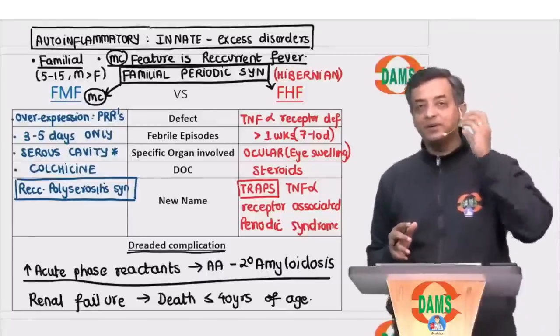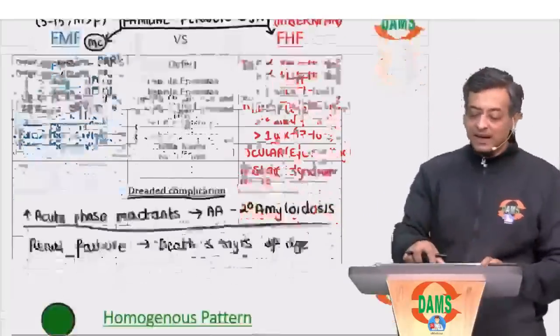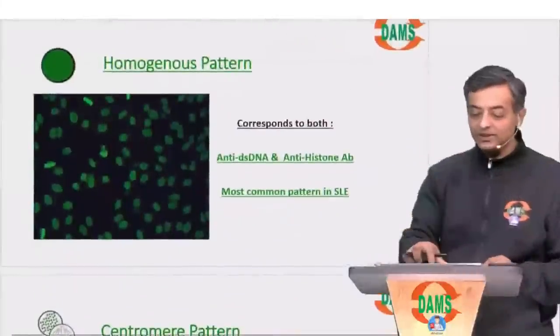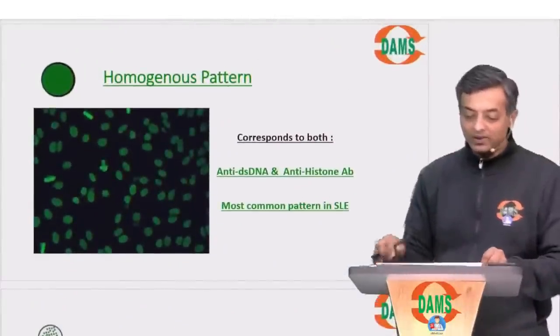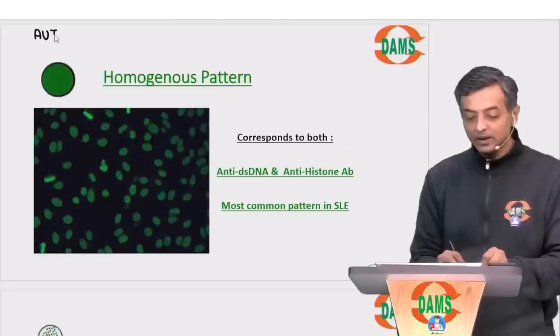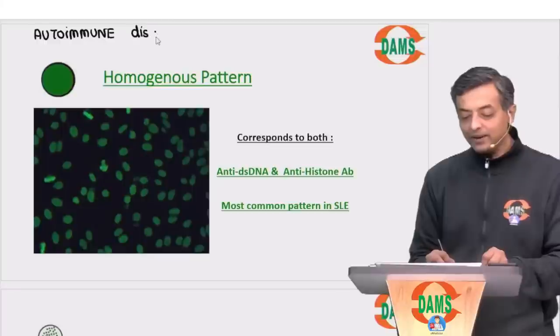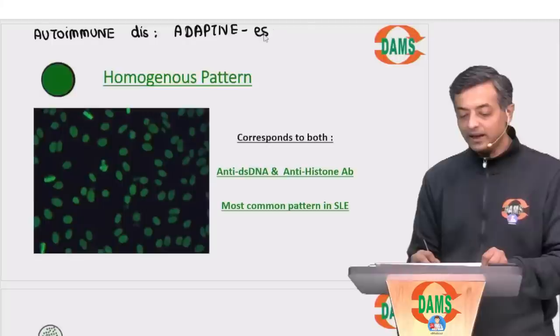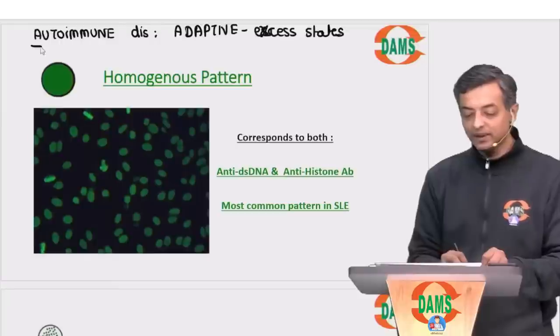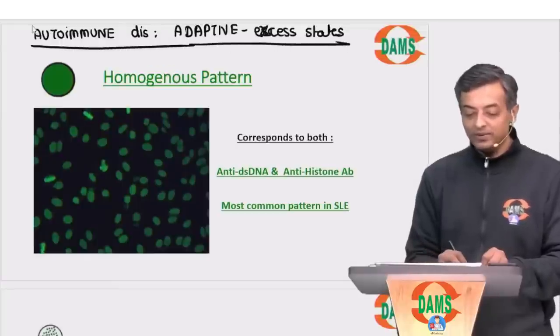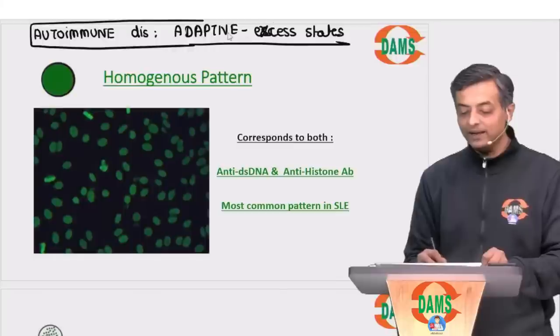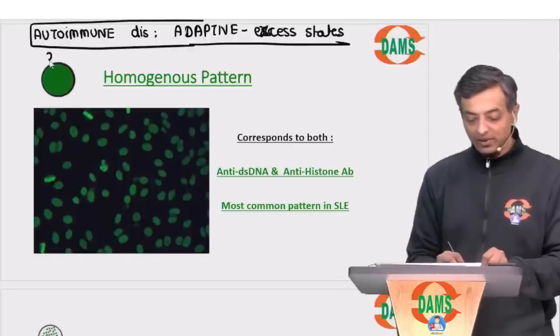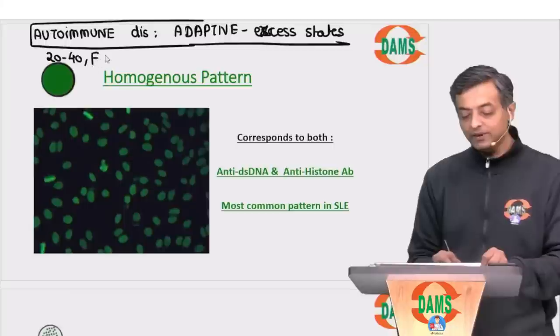Coming back to autoimmune. Autoimmune diseases are adaptive excess states. Come to the next group. What is the next group? Autoimmune disorders are the adaptive excess group. Among the various autoimmune diseases that we have in practice, they are more common in young age females.